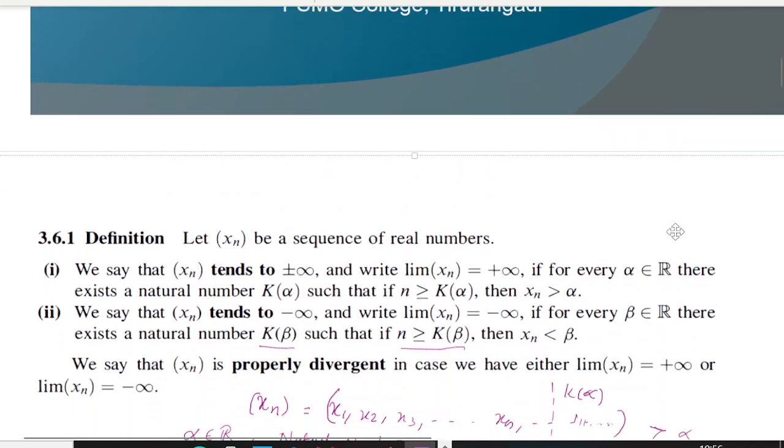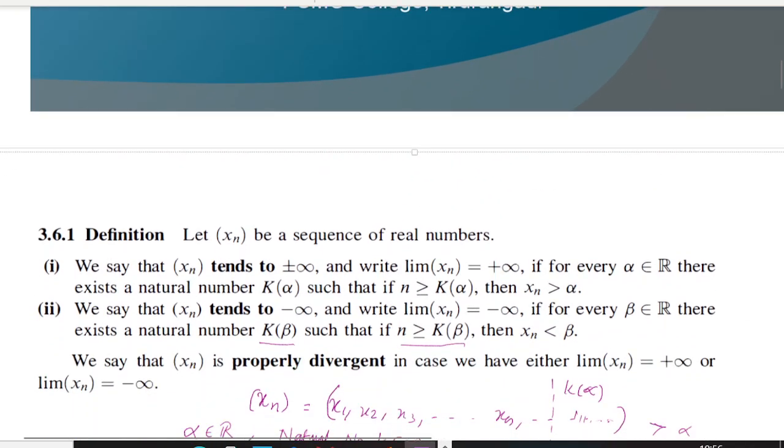In the last class we have seen that if xn is a sequence of real numbers, we will say that xn tends to plus or minus infinity, and we will write limit of xn equal to plus infinity, if for every alpha belongs to R there exists a natural number K of alpha such that for n greater than or equal to K of alpha, xn is greater than alpha. Similarly, for negative infinity also we have seen. And we will say that the sequence is properly divergent in case we have either limit xn equal to positive infinity or limit xn equal to minus infinity.